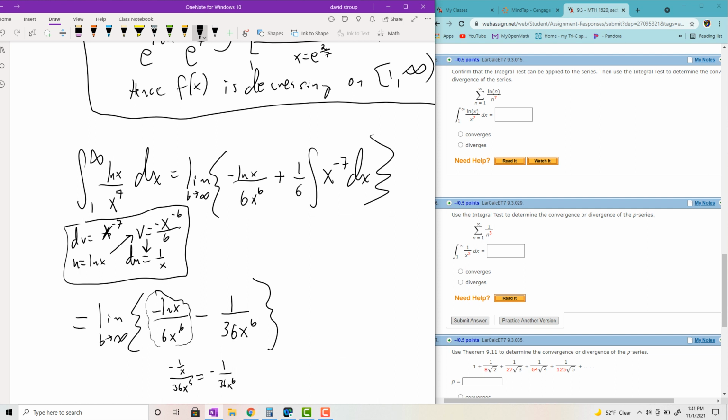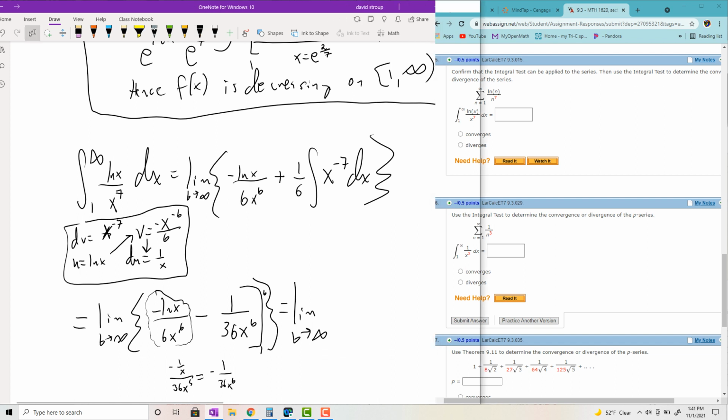Sorry, it should be a b because we need to evaluate this from 1 to b. So I'm not even done yet, right? I still got to do that part of it. Getting a little bit ahead of myself. I apologize.